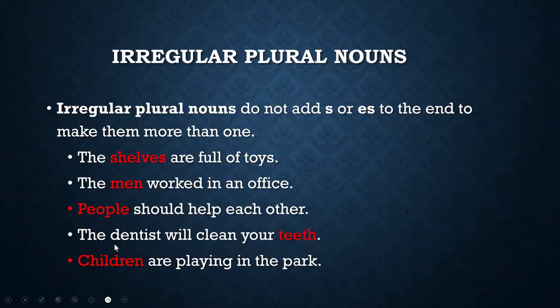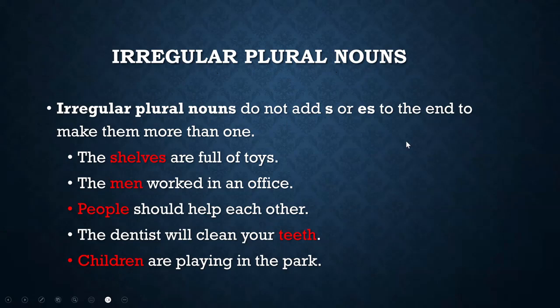Those are plural. Irregular plurals have strange endings. They don't add S or ES. You change them in a different way. So more than one shelf are shelves. More than one man makes men. More than one person is people. More than one tooth is teeth, and more than one child is children. These are irregular plural nouns.